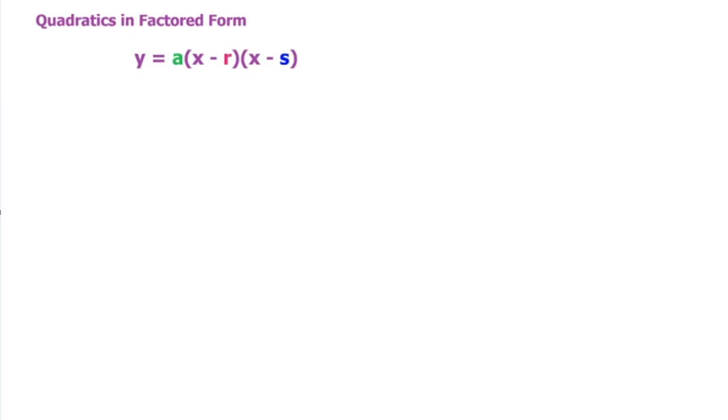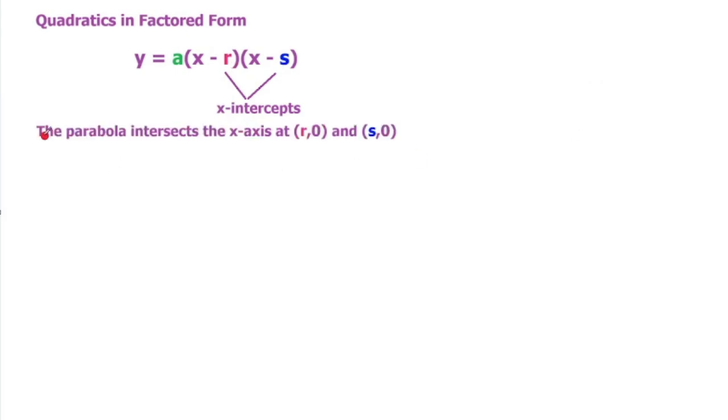In this video, I'm going to walk you through everything you need to know about quadratic equations in factored form. In factored form, this is how quadratic equations look. You would have an a here, and then there's x minus r, and then x minus s. For a quadratic in factored form, these will be the x-intercepts, r and s. So the parabola intersects the x-axis at (r, 0) and (s, 0).